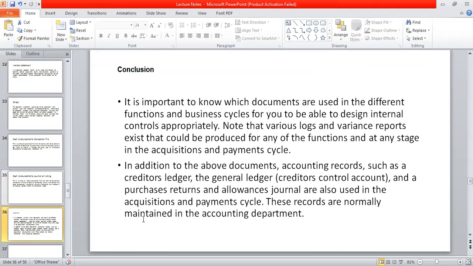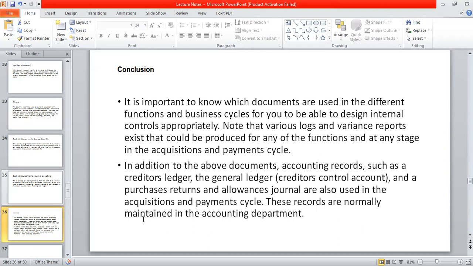So in conclusion, it is important to know which documents are used in the different functions in the business cycle for you to be able to design internal controls appropriately. It is very important to know which documents exist and what should be contained in them, so that proper controls are put in place. Also note that various logs and reports exist that could be produced for any of the functions, and at any stage in the acquisition and payment cycle.